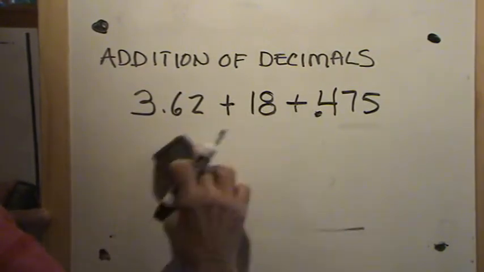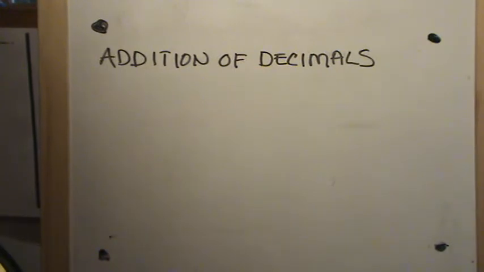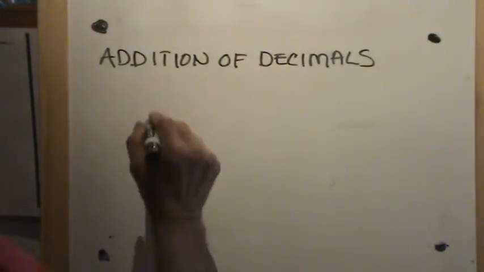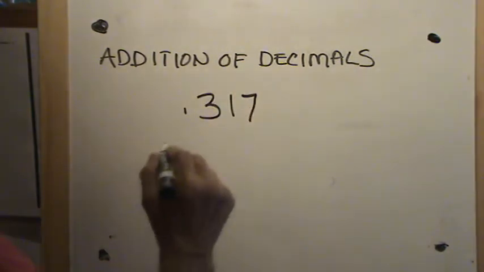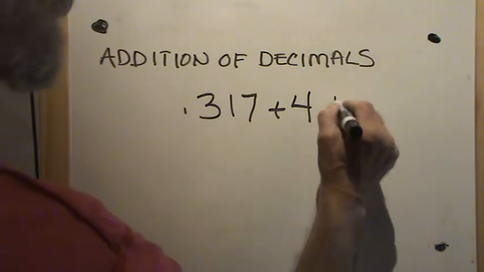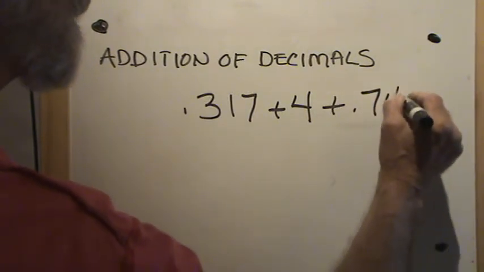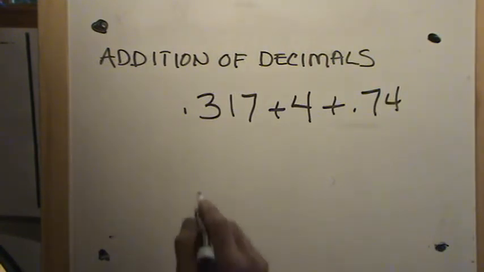Let's take a look at one more like that. Let's take 317 thousandths plus 4, the whole number 4, plus 74 hundredths. Well, we just rewrite the problem, lining them up.